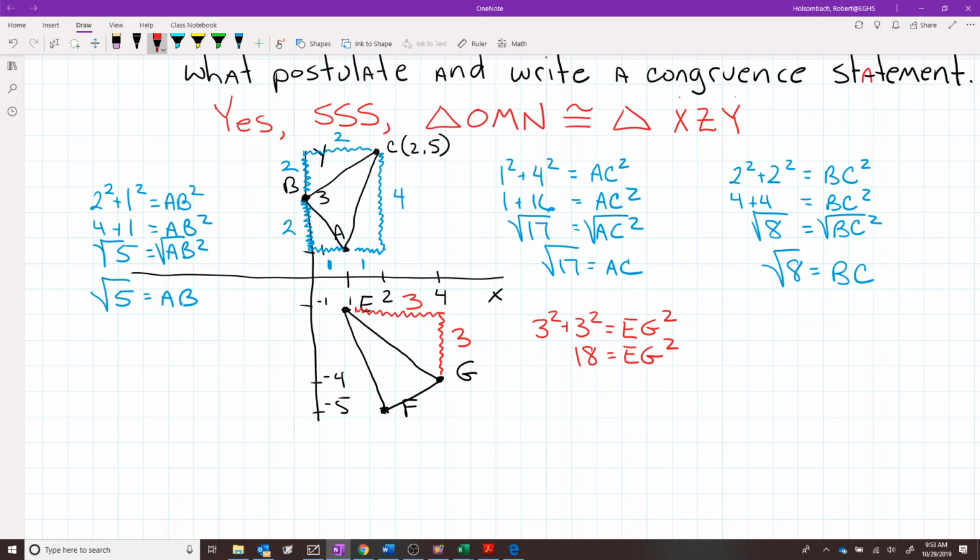Did any of the top sides equal the square root of 18? They did not. So are these triangles congruent by side, side, side? Okay. So you can stop right there and you can say they're not congruent. That would just be a not congruent.